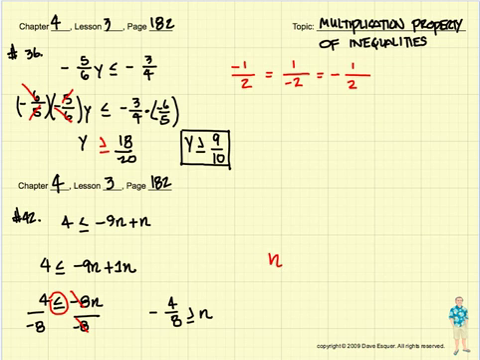So n turns out to be, let me go back. One more time. So n turns out to be less than or equal to, I'm reading the problem this way now, n is less than or equal to minus 1/2. Minus 4/8 is the same as minus 1/2. I'm reading the problem from right to left. n is less than or equal to minus 1/2.